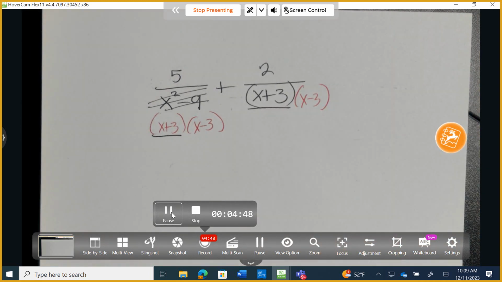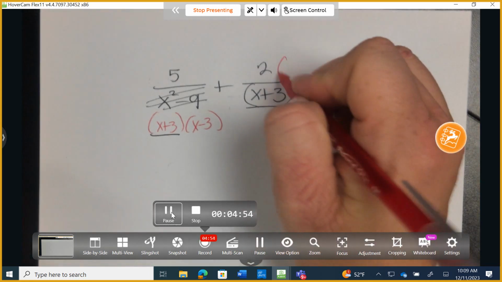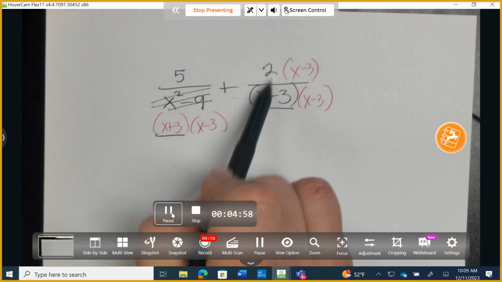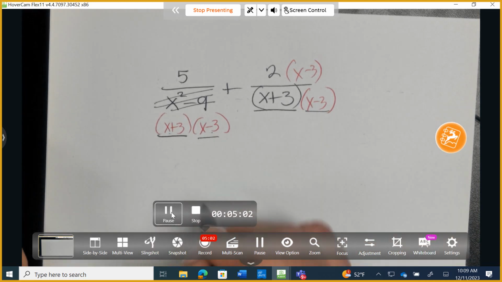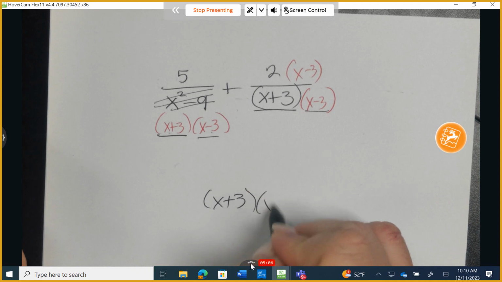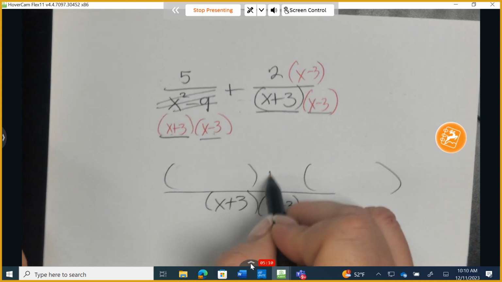Now the denominators are the same. But if you attach something new to a denominator, you must also attach it to a numerator so that we do not impact the value of this original fraction. Okay, now I have the exact same denominators, so I can write down x plus 3, I'll move this down so everybody can see, and x minus 3. And then I'm going to make two parentheses. In between them will be addition.